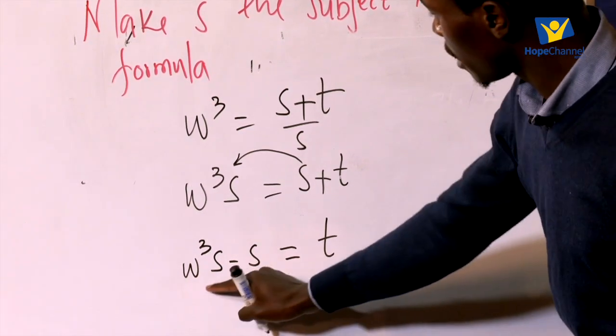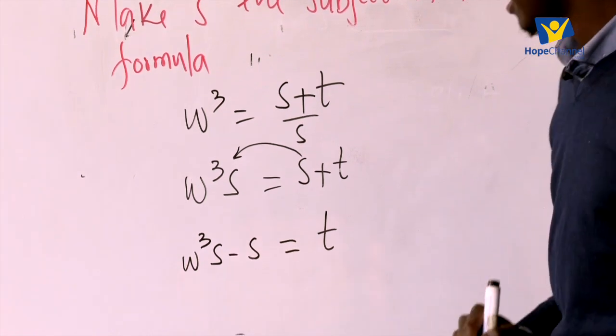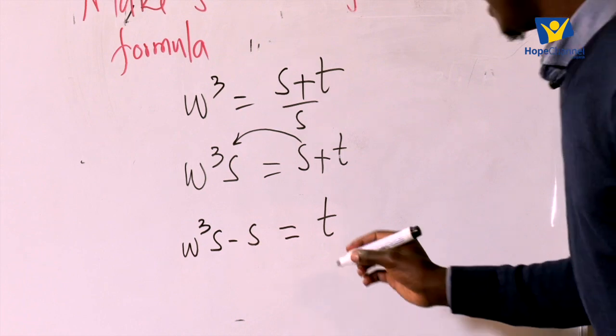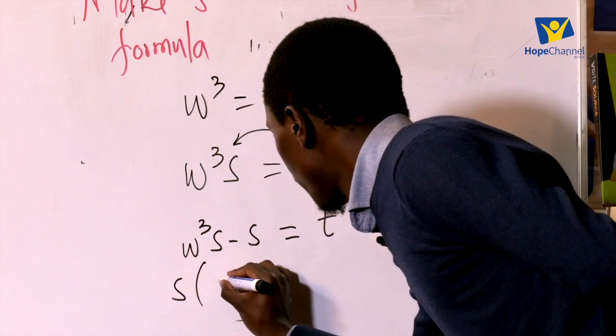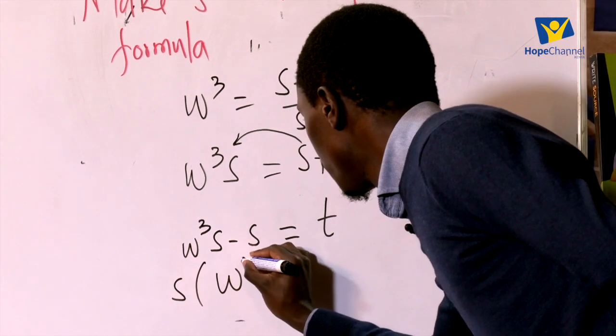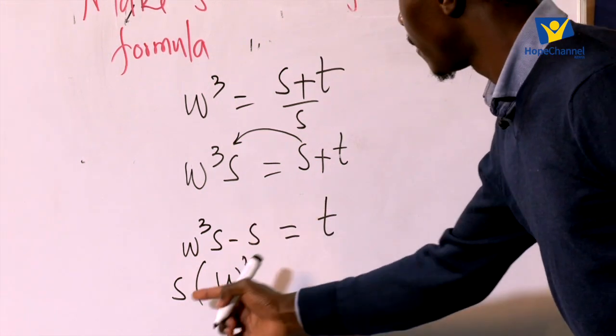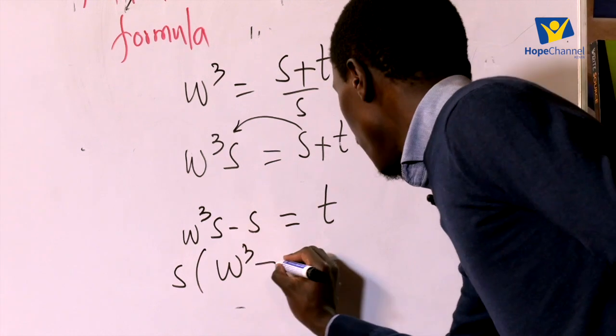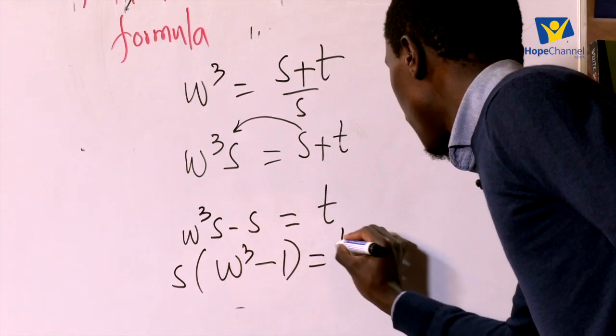Now because s is appearing in both terms on the left hand side, you are going to factorize to make it simplifiable. That is w cubed s divided by s gives us w cubed, and s divided by s is 1, so minus 1 is equal to t.